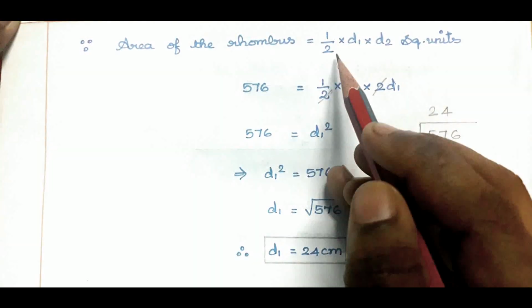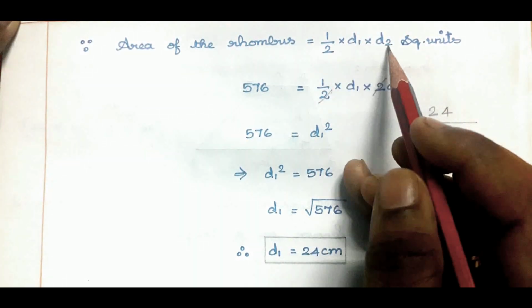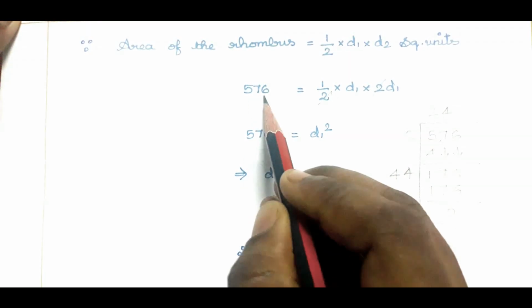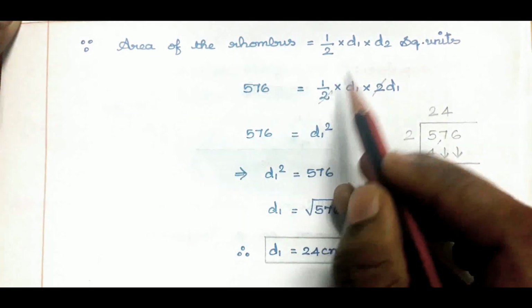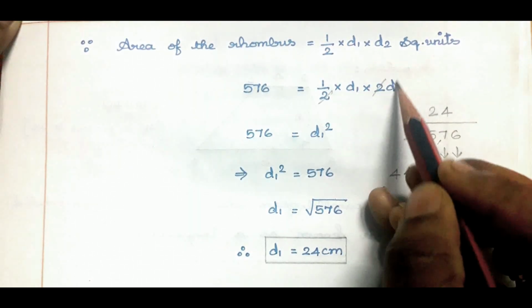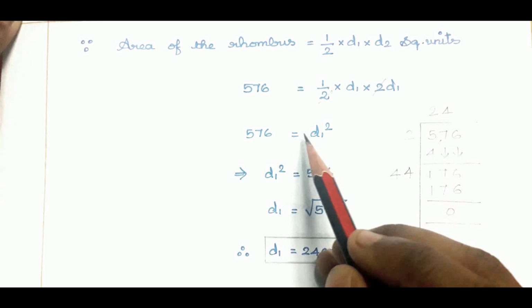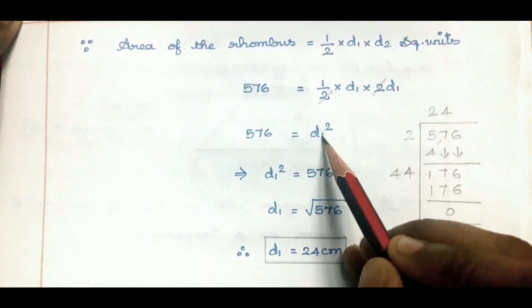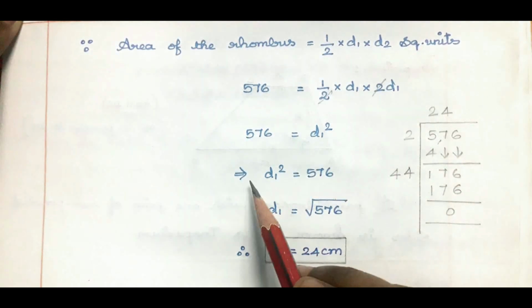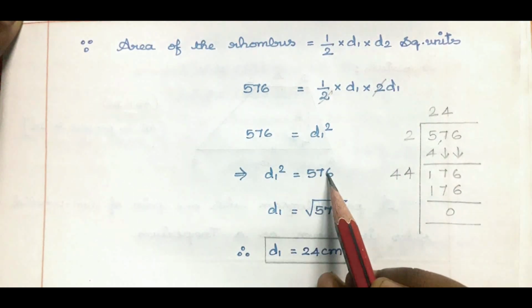Since the area of the rhombus is equal to 1/2 into d1 into d2 square units, we know the area of the rhombus is 576. Substitute that: 576 is equal to half into d1, and d2 we found as 2d1. So d1 into d1 is d1 square. This 2 and 2 get cancelled. So this implies d1 square is equal to 576.